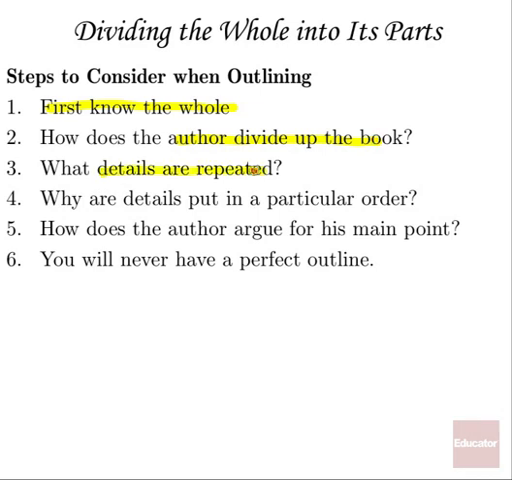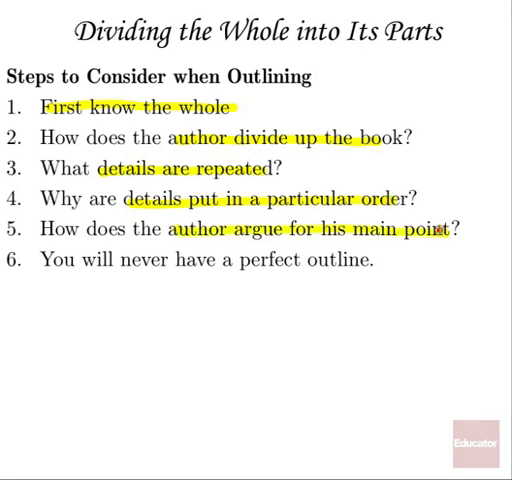Read through the book and pay attention to any details that are repeated over and over again. That's probably a major point and probably something that you're going to want to pay attention to in your outline. Consider why details are put in a specific order. Remember, sometimes if somebody's giving you an argument, they'll give you their conclusion followed by their reasons. But other times they'll give you a long list of details first and then hope that you agree with their conclusion, which they'll tell you at the end.